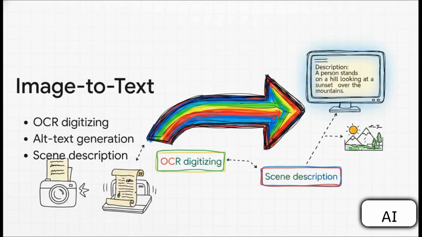Finally, we have the reverse, image-to-text. This covers optical character recognition, or OCR, which is amazing for digitizing old printed documents. But even more importantly, it generates automated alt text for web accessibility, and it powers scene description services that act as digital eyes for the visually impaired. The real-world impact here is just profound.